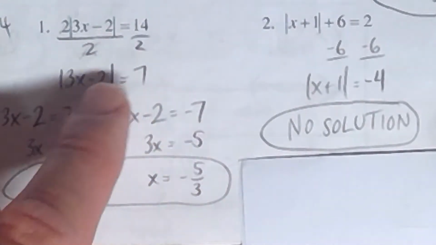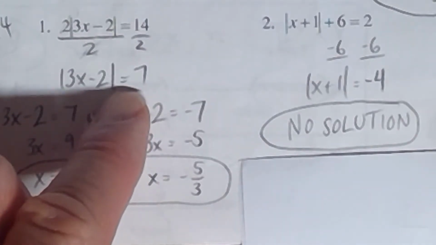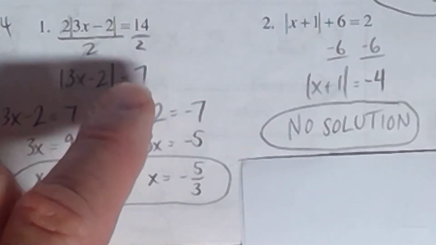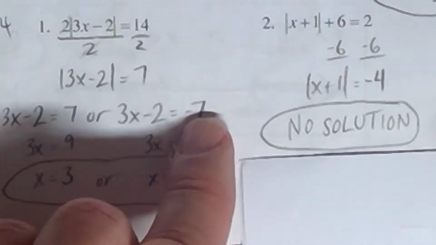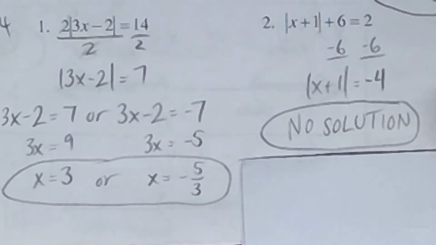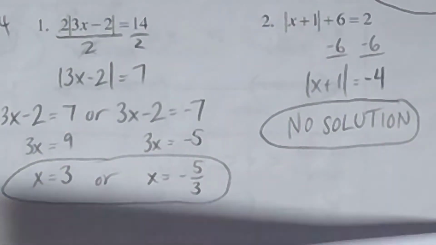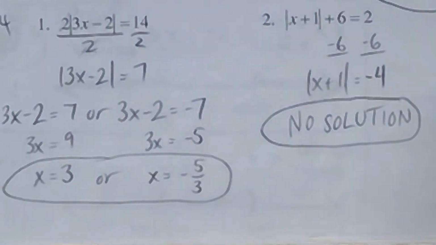So if the bars are by themselves and you have an equal sign, then there are 2 different things that could happen in that case. If it's positive, you do this. If it's negative, it's no solution. So that's basically rule number 1. But again, it's so important to get the bars by themselves first before you apply any rules. Let's now take a look at rule number 2.